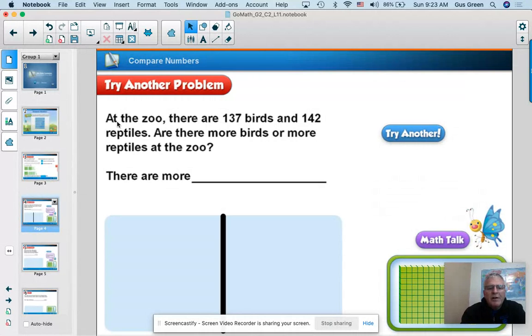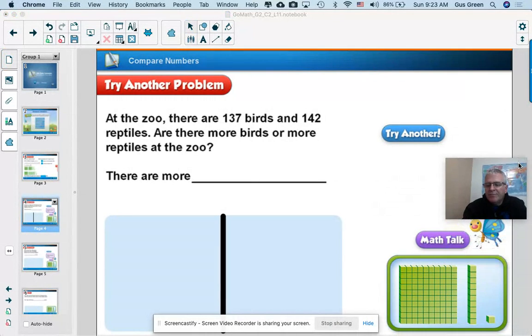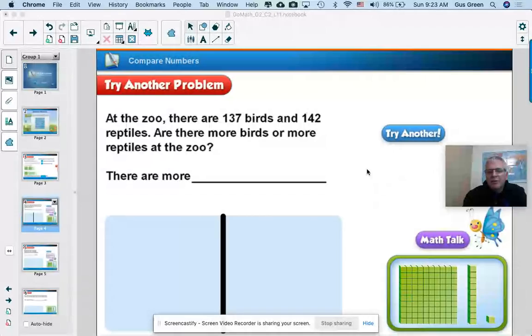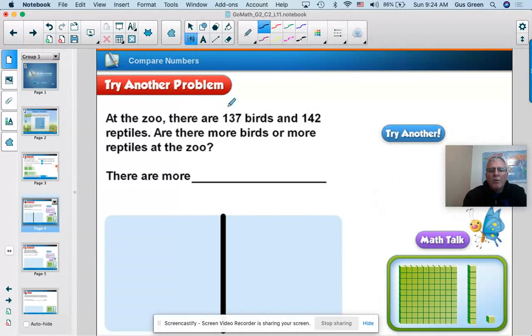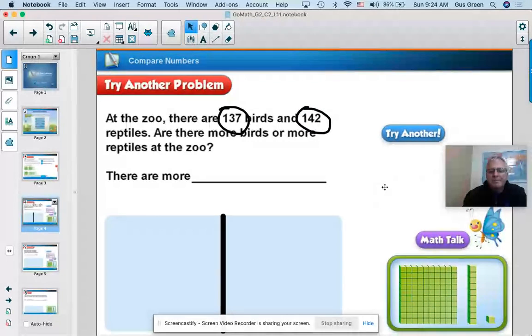So the first one we're going to give a try is, at the zoo, there are 137 birds and 142 reptiles. The first question, are there more birds or more reptiles at the zoo? And the second question is how many more? Okay, so to solve this, let's use our base 10 blocks to create a model for both 137 and 142. And we'll be able to compare those two things. Let's go ahead and build the birds first.